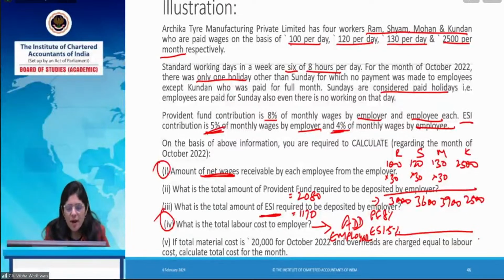And the fifth part: if the material cost is 20,000 and overheads are charged equal to labor cost, what is the total cost for a month? So can you tell me the answer for part 4, the total labor cost? Add the employer contribution of PF and ESI to the basic wages to calculate labor cost. Can I have the labor cost, please? 14690, I'm getting the answer for total labor cost. Can I take this answer?